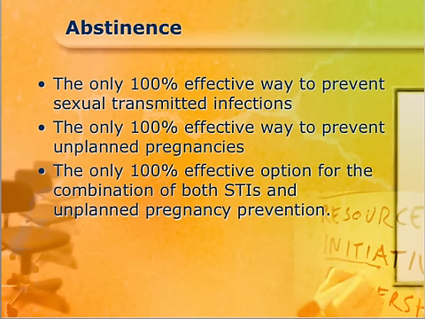Abstinence is the only 100% effective way to prevent sexually transmitted infections. Abstinence is the only 100% effective way to prevent unplanned pregnancies. Abstinence is the only choice if you want to be sure that you will not get an STD and you will not have an unplanned pregnancy. All other methods only limit the chances of infections or pregnancy.